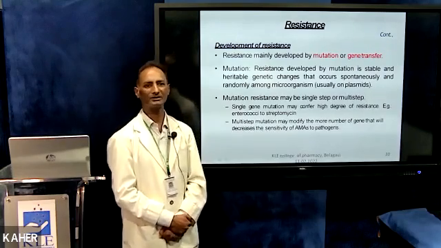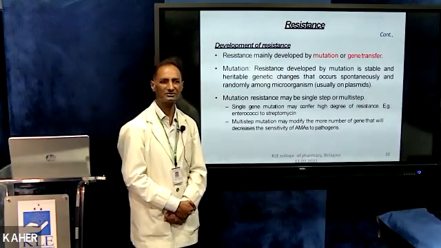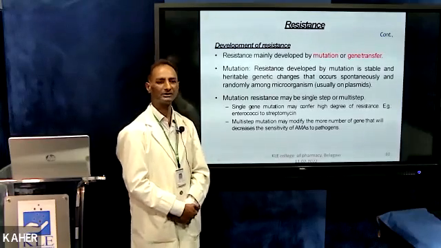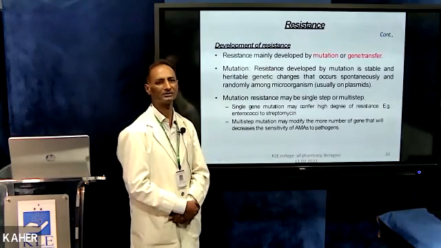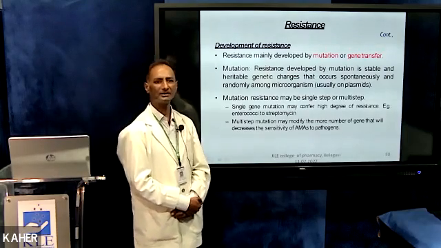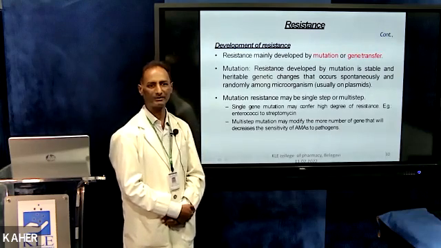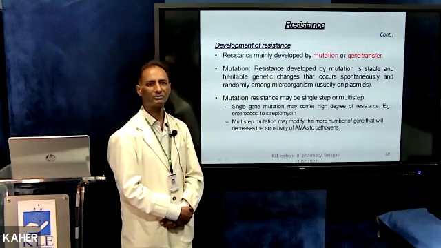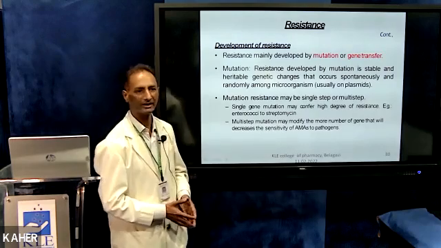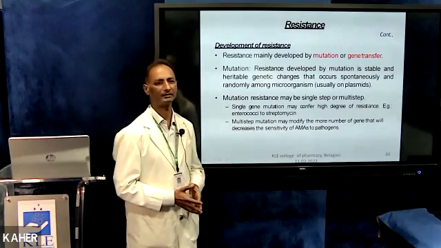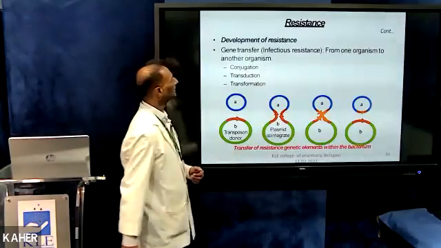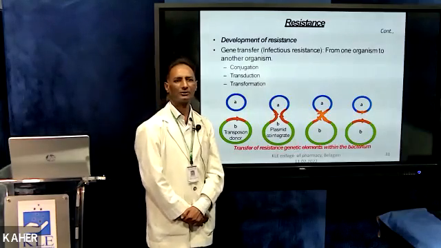Coming towards mutations, these are heritable genetic changes that occur in the microbes, where the drug would bind. Usually plasmids or vectors cause these changes in gene transfer from one organism to another. Mutation is mainly due to single or multiple mutations over the genome. Depending upon that, the sensitivity towards that particular antimicrobial decreases, where previously they were susceptible, later they become insusceptible. So these are the mechanisms of development of resistance.